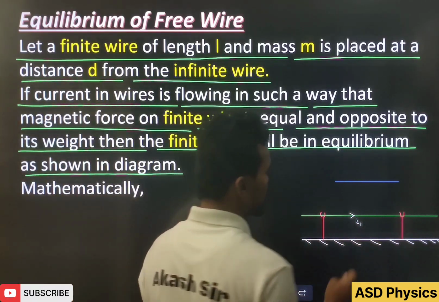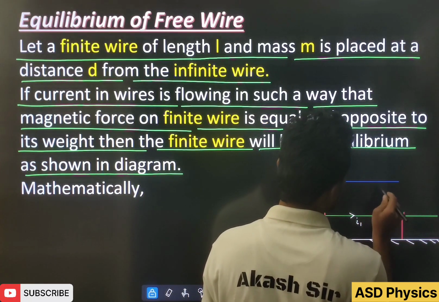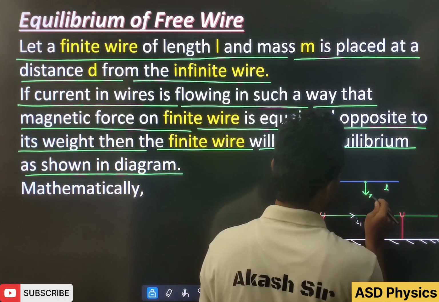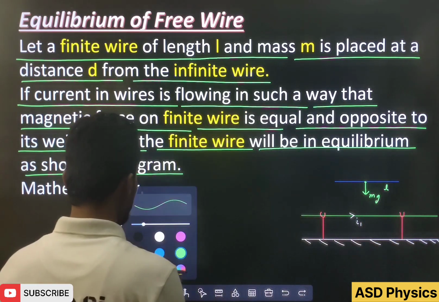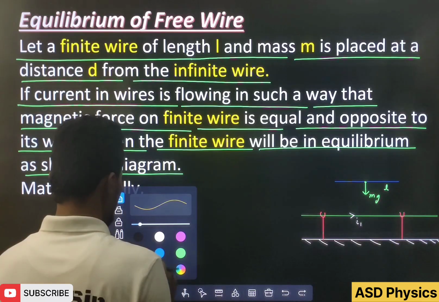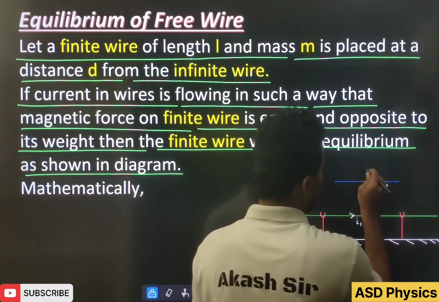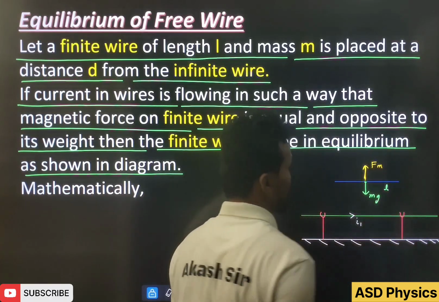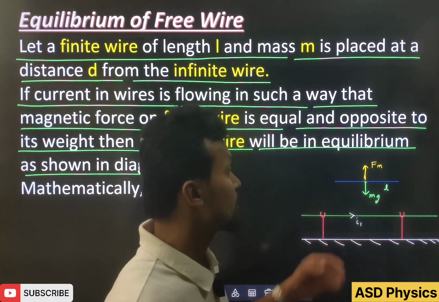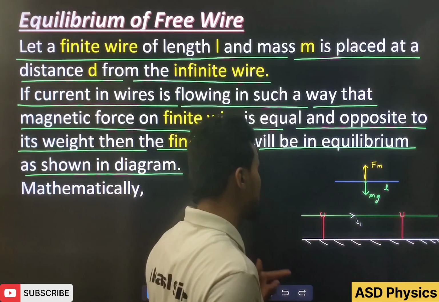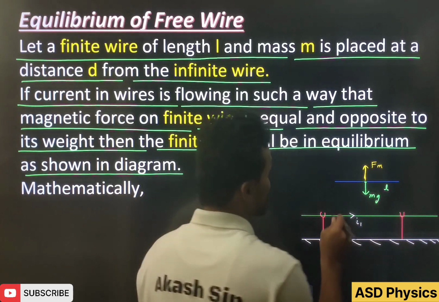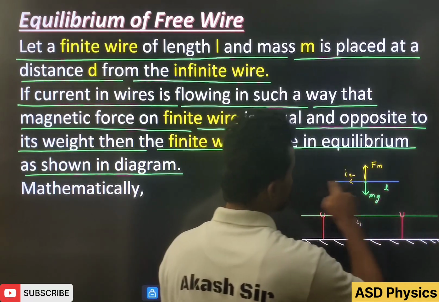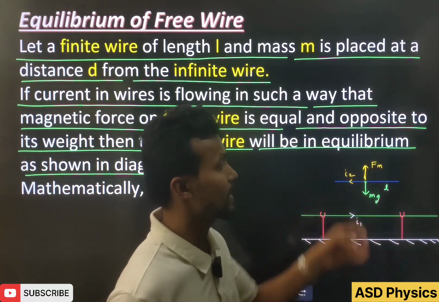So you know very well, the length of this wire is L only, and the weight of the wire will be in downward direction. So if I want to balance this wire, the magnetic force should be in upward direction. So in this situation the wires should repel. Repulsion means current in opposite direction. That means in the finite wire, the current will flow in this direction, this one right side, this one left side, then only repulsion will be there and magnetic force upward.